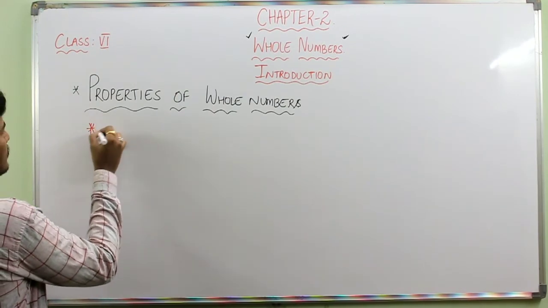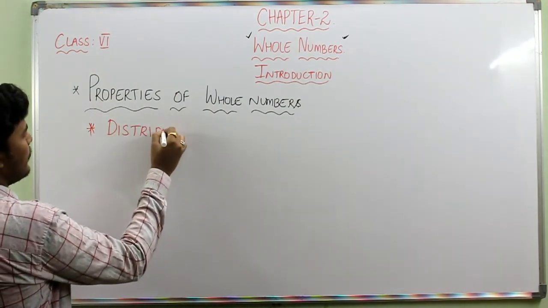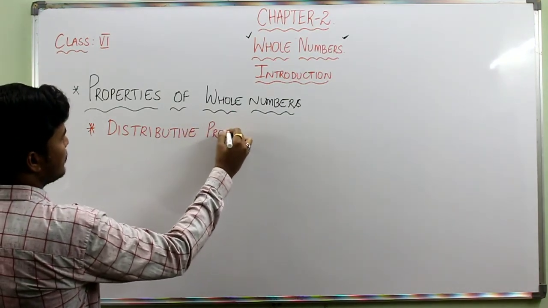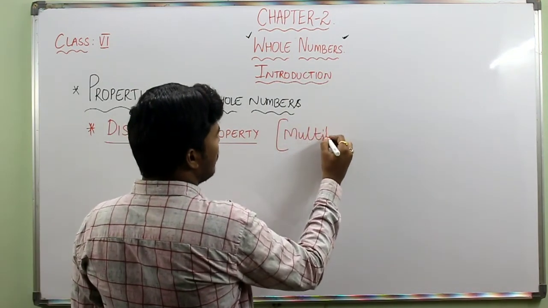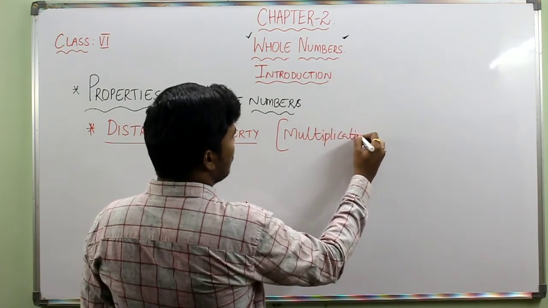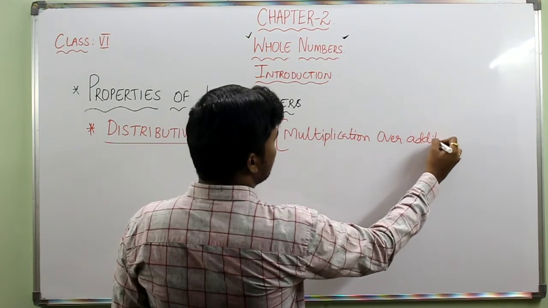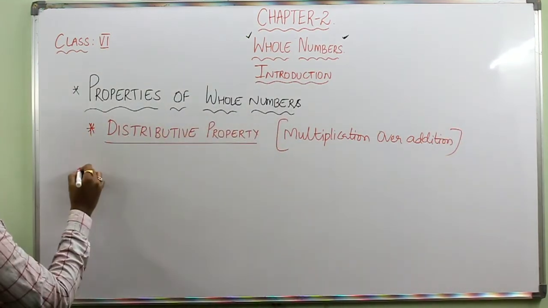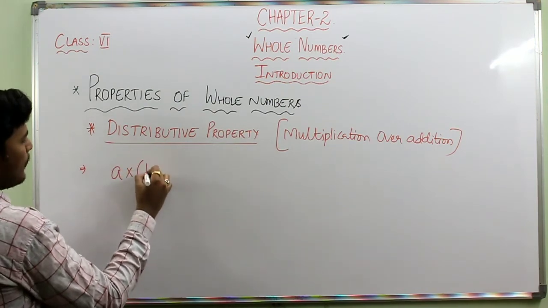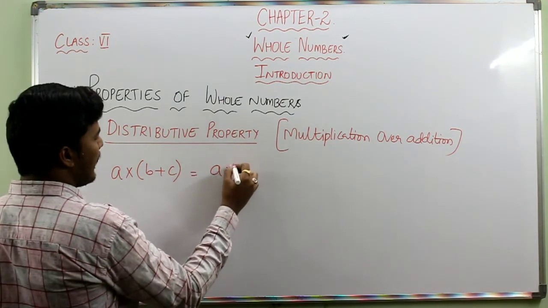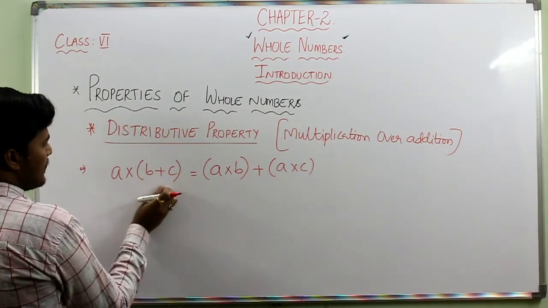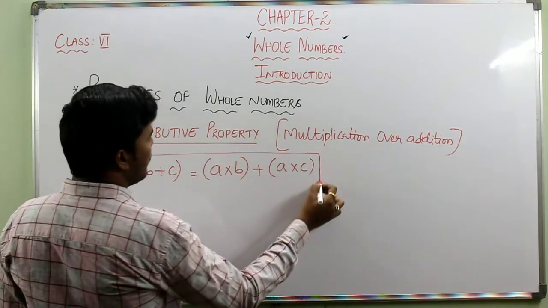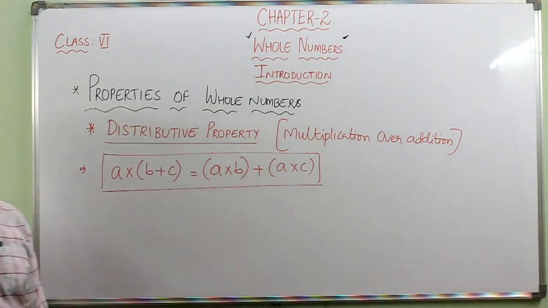The last property is the distributive property. It is also called multiplication over addition. For example, a into b plus c, which I can write as a into b plus a into c. This is what is called the distributive property. This distributive property is used for finding big calculations.